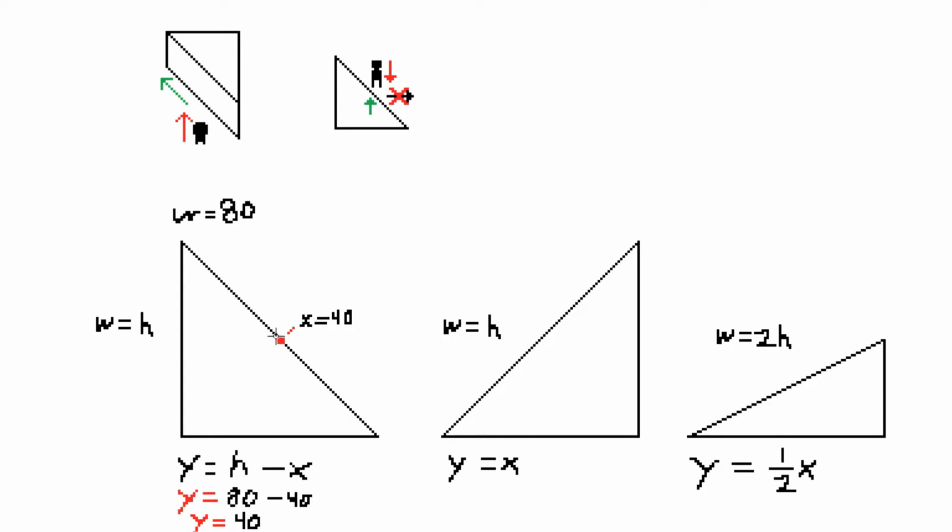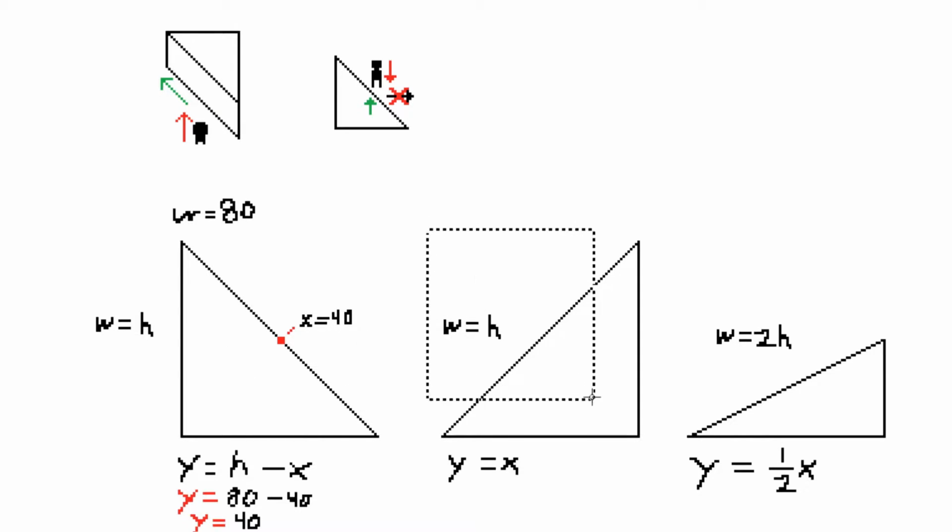So if you take this point that's right here that I've drawn, and I found that x equals 40, you can find the height of that position by just subtracting the x position from the width or the height of the tile. So 80 minus 40 equals 40, and we know that this point right here is y equals 40. So you can use that to set the player's position when they collide with this ramp.